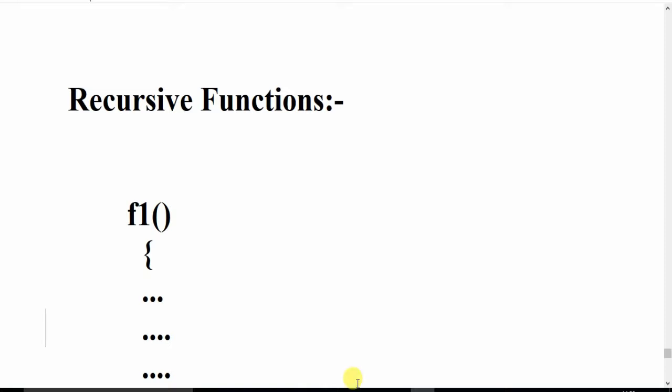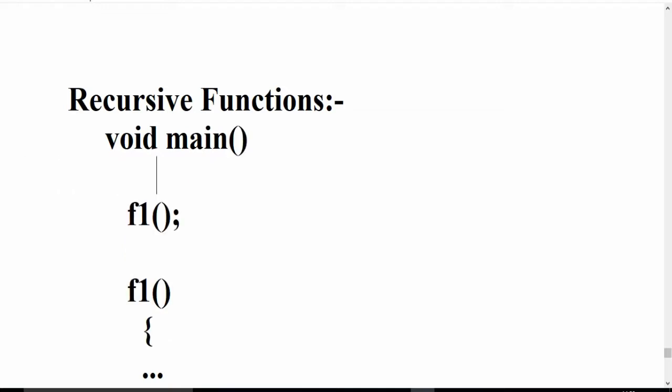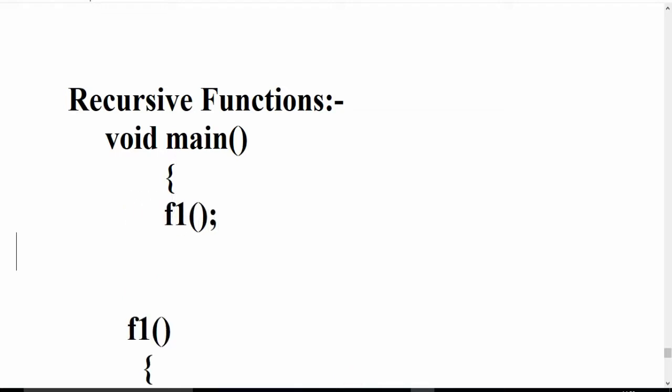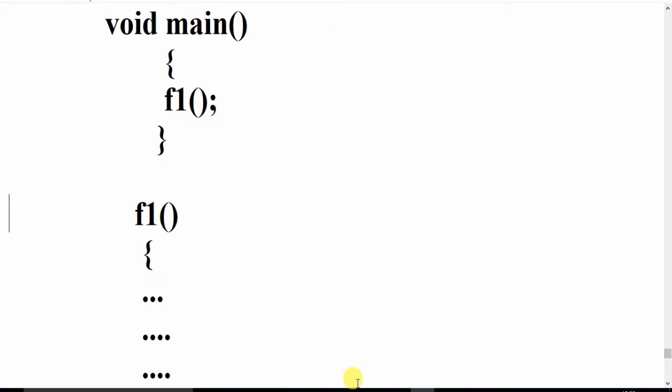For example, we write a function called f1. Once we write this function, it will execute whenever we call it. How many times will this function execute? Only once. When you call this function, it executes only once. Suppose you want to repeat this function more times. When you call the function, it will execute.